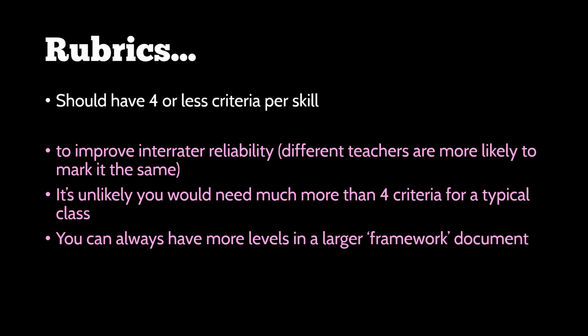And if you know that there are more than 4 levels of that skill, that's fine. What we're just saying is a rubric for a particular assessment shouldn't have more than 4. You might have more than 4 levels in a larger framework document from which you draw out an individual rubric.